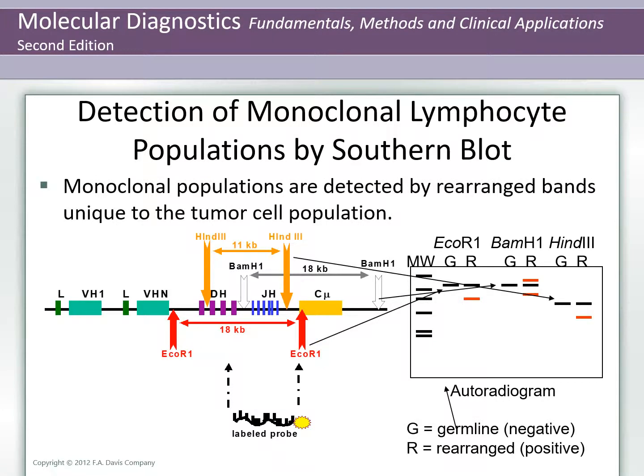Clonality can be detected by Southern blot. Detection of clonality by Southern blot is described using the immunoglobulin heavy chain as an example. Restriction sites have been mapped in the germline configuration of the immunoglobulin heavy chain gene on chromosome 14. The enzymes BamHI, EcoRI, and HindIII are commonly used for this procedure.